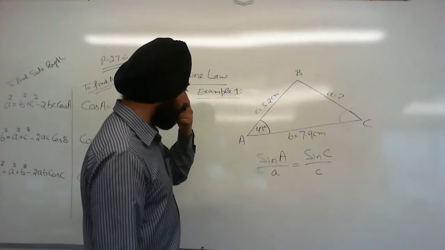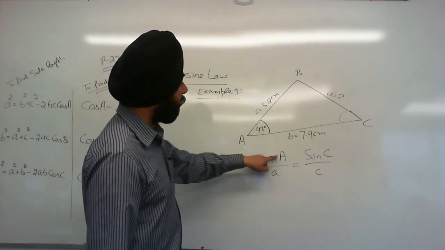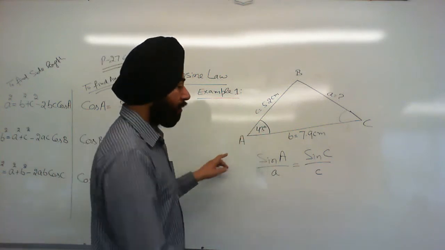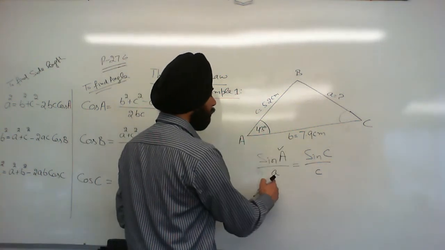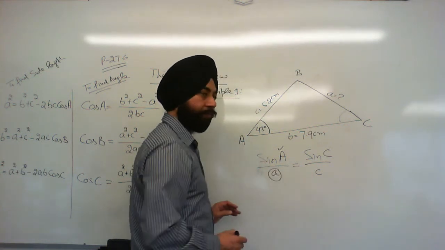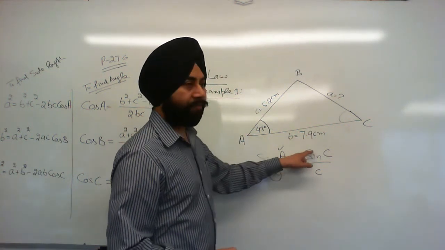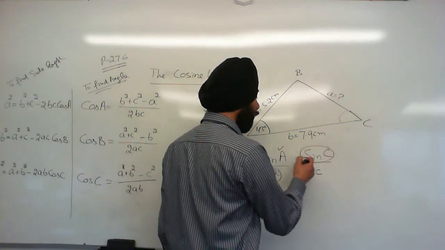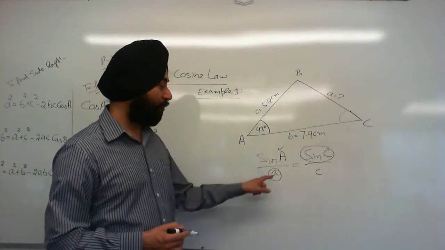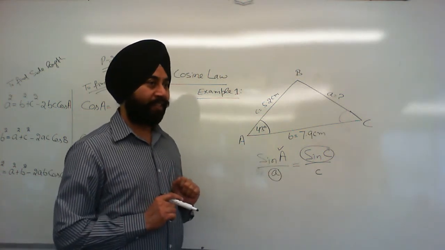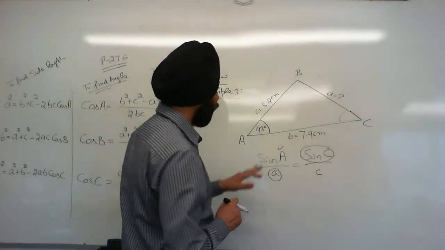So how many things are known in this formula? Is angle A known? Yes, 43 degrees, you know this. Do you know this A? No, so this is to be calculated. Do you know angle C? No, so that means this is also an unknown. Can you use this formula now? There are two unknowns in this formula. You can't use this formula.